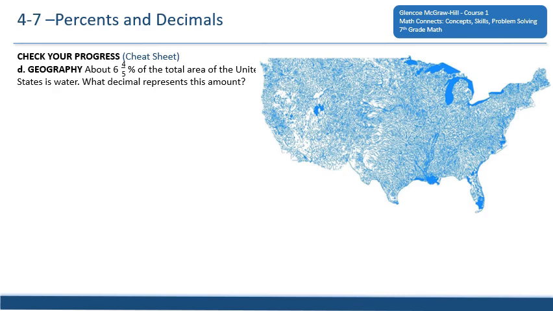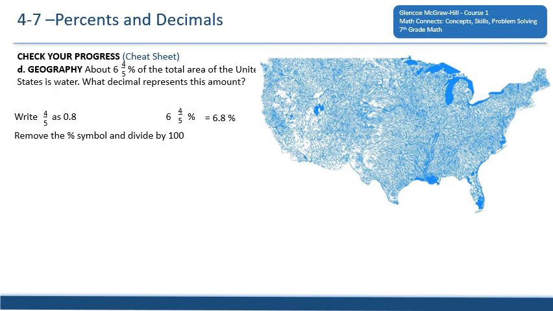Check your progress. About 6 4/5% of the total area of the United States is water. What decimal represents this amount? So we're going to write 4/5 as 0.8, which we learned in the last slide that 0.8 is 4/5. So we have 6 4/5% equals 6.8%. And now we need to convert this to a decimal.